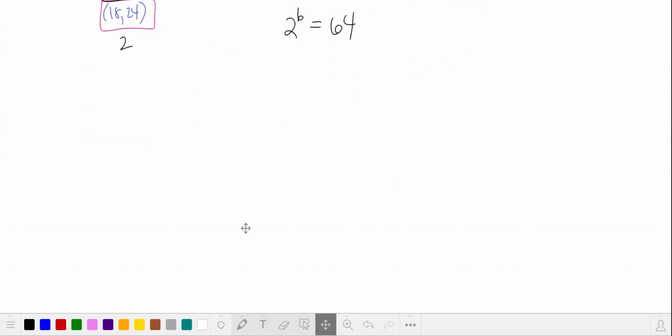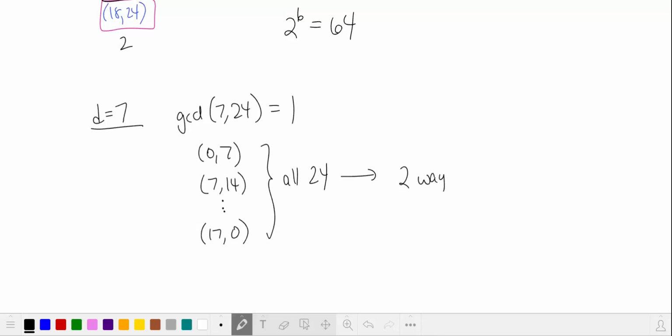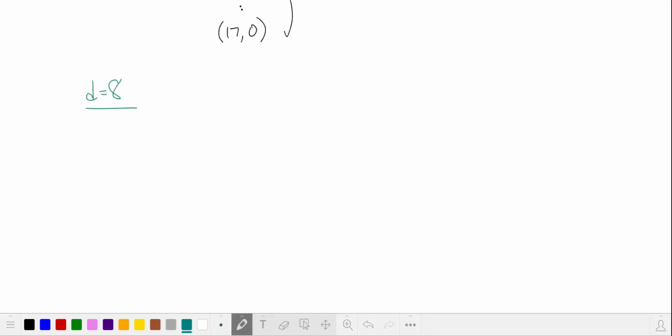Let's go on to d equals 7. Again, we have that the GCD of 7 and 24 is 1. So if we list these in consecutive order, each time sharing a vertex with the previous segment, we're going to get all 24 segments in this category. We can choose one half of them or the other, so that's 2 ways. Let's see what happens when d is equal to 8.